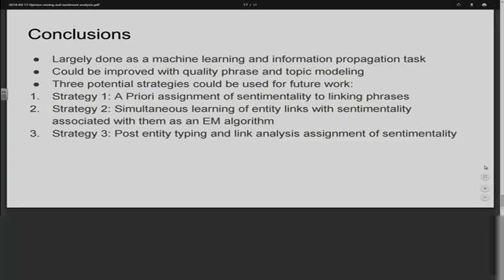So in general, this is largely done as a machine learning exercise, but we can definitely expand it. This could definitely be improved with quality phrase mining and topic mining. And there are three strategies I went ahead and outlined for potential use. A priori, trying to assign sentimentality to paragraphs or sentences for linking phrases, or trying to simultaneously assign sentimentality as you're mining out entity links with sentimentality associated with them with some sort of optimization framework. Or after the fact, you have your links and your linking phrases, and you try to assign sentimentality after the fact. So those are three sort of main strategies that I could see going forward with this.